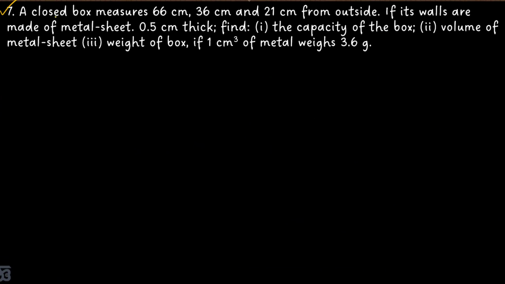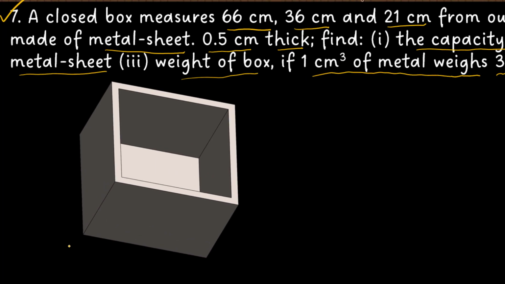Question number 7. A closed box measures 66 centimeter, 36 centimeter and 20 centimeter from outside. If its walls are made of metal sheet 0.5 centimeter thick, find number 1, the capacity of the box, number 2, volume of the metal sheet, and number 3, weight of box if 1 cm³ of metal weighs 3.6 gram. So this is actually same. This is LE, BE and HE, length, breadth and height.